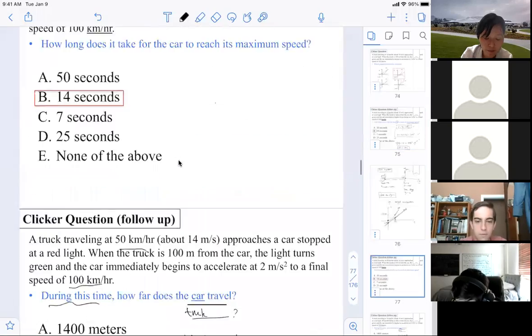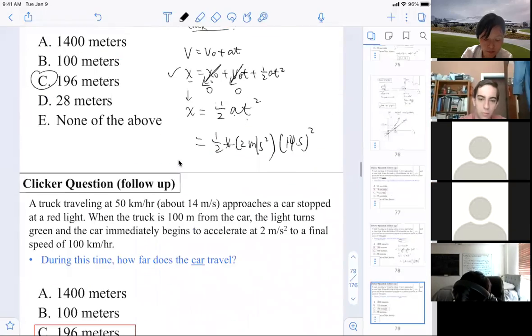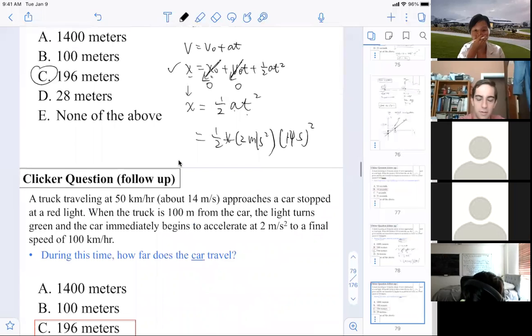Okay. Professor, we got pretty much the same answer, but I used 13.89 seconds because we rounded differently. Yeah.